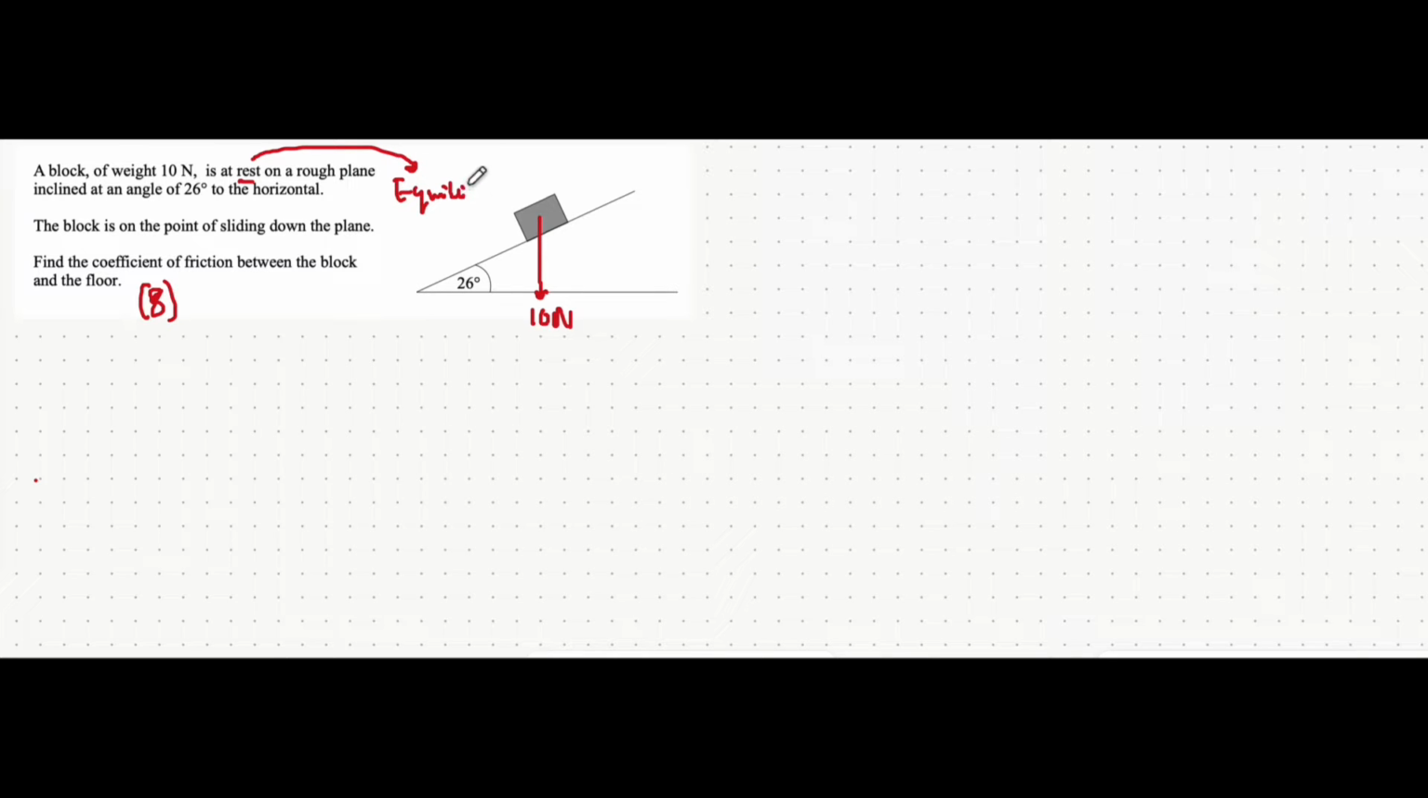In equilibrium, there's always 3 facts that you can use in A-level maths. Sorry, I just realized my pen's very thick for some reason. But you can use the fact that resultant force is 0 horizontally to form an expression. You can use the fact that resultant force is 0 vertically to form an expression. And if there was to be multiple forces at multiple distances along the line, then you can use moments as well. But here it doesn't really make sense because we're talking about all the forces acting on one particle.